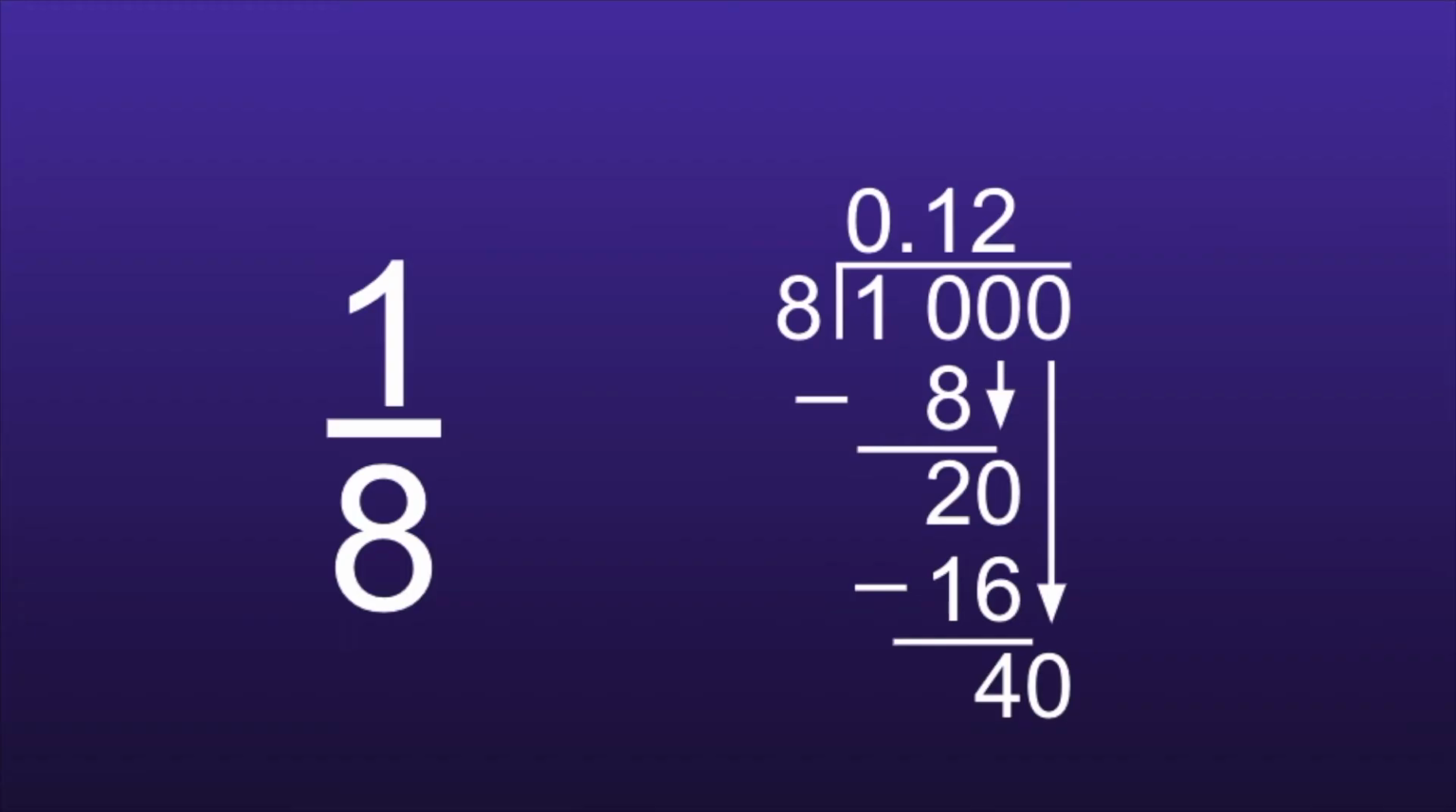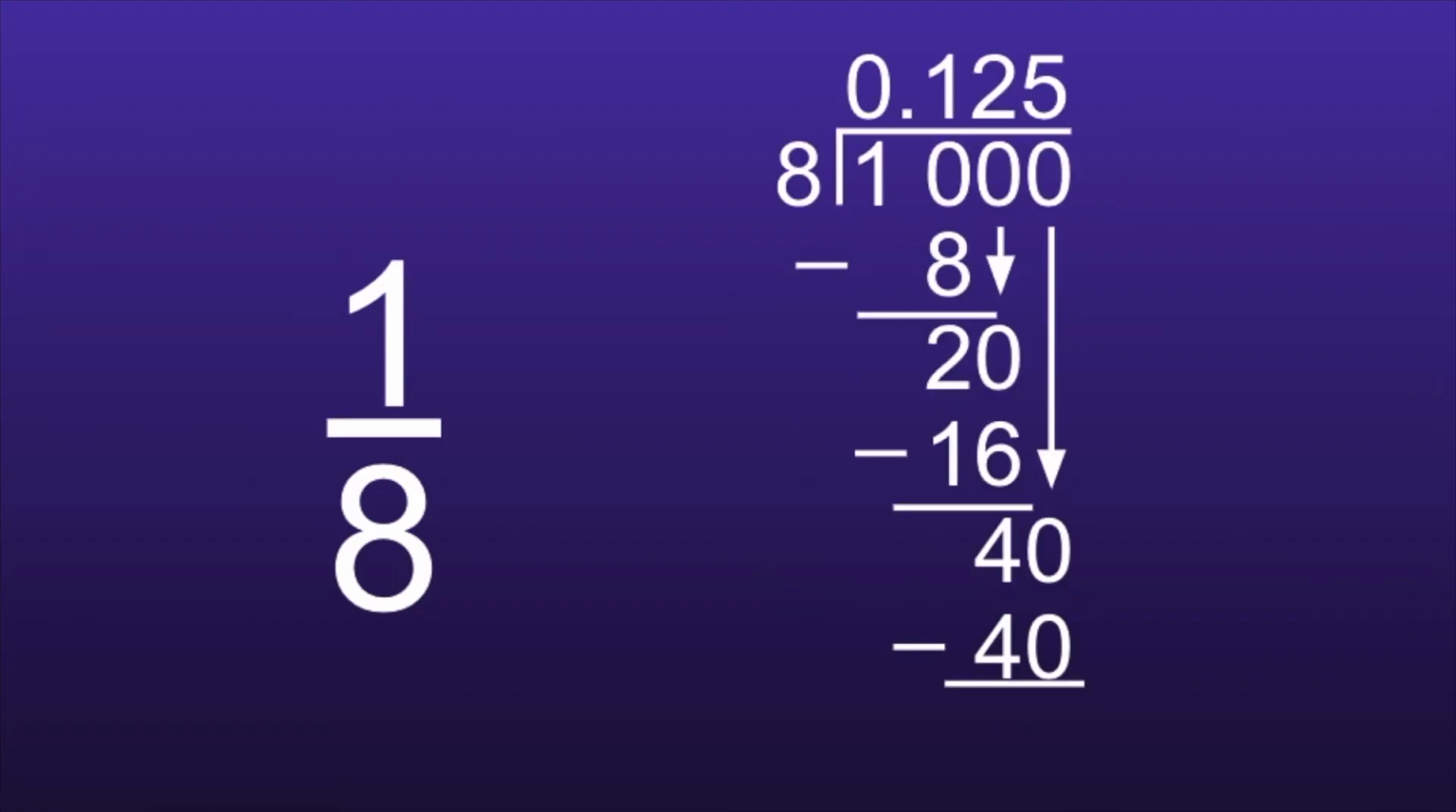Now we ask ourselves, how many times does 8 go into 40? 8 goes into 40 exactly 5 times. And 8 times 5 is equal to 40, and 40 minus 40 is equal to 0, which lets us know that 1/8 as a decimal will be 0.125.